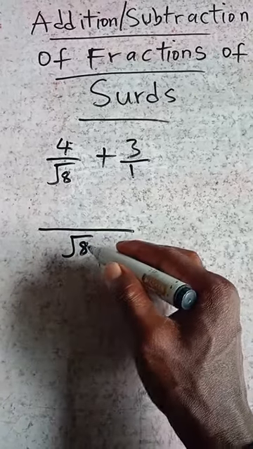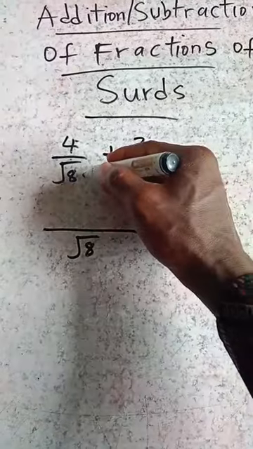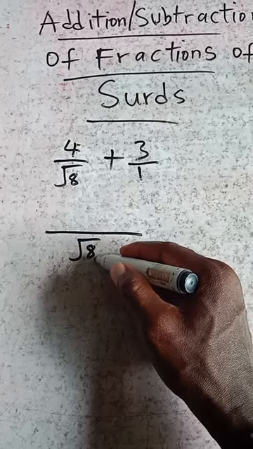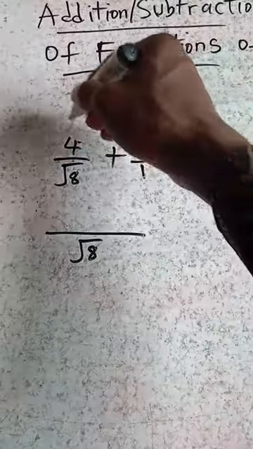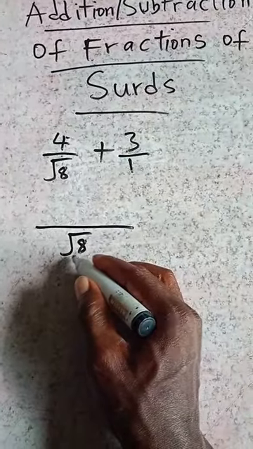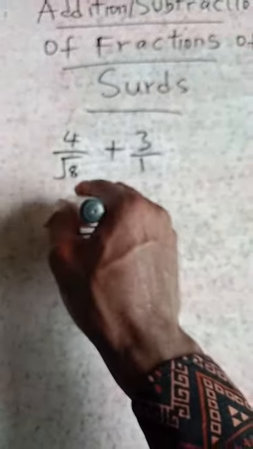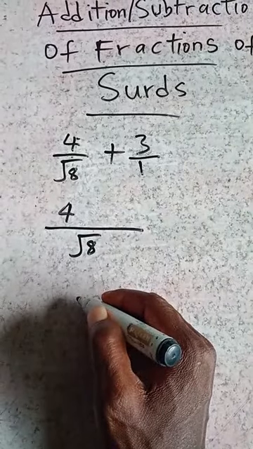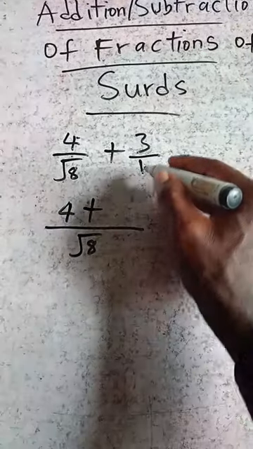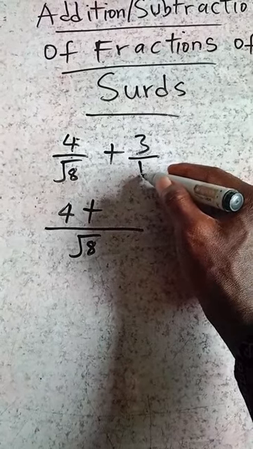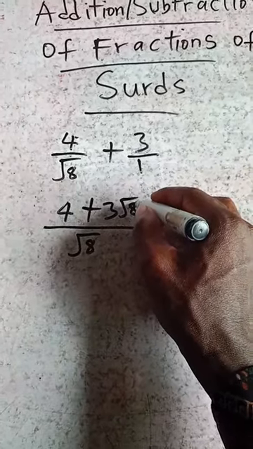Okay, so what we'll do, we use the LCM to divide the denominator. Whatever we get, we'll use it to multiply the numerator. So root 8 divided by root 8 is 1. 1 times 4 is 4. Again, plus root 8 divided by 1 is root 8. Root 8 times 3 is 3 root 8.